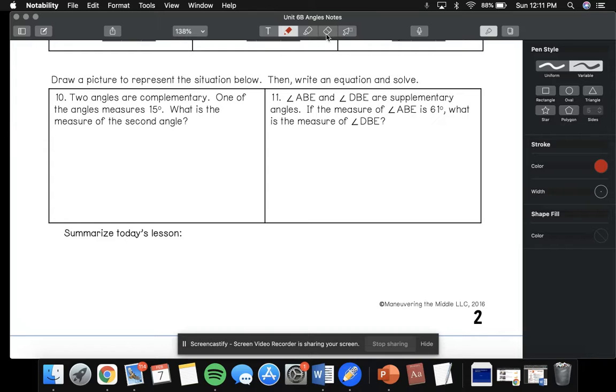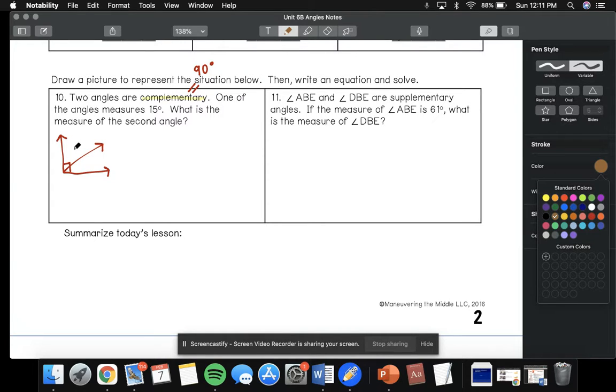All right, last two problems. It says, two angles are complementary. One of the angles measures 15 degrees. What is the measure of the second angle? I noticed that it says complementary, so I know that is 90 degrees. For you visual people, I'm going to create a picture. So complementary, I know it's 90 degrees, and we have two angles, so I'm basically just going to draw two angles. One of the angles is 15 degrees. What is the measure of the second angle?